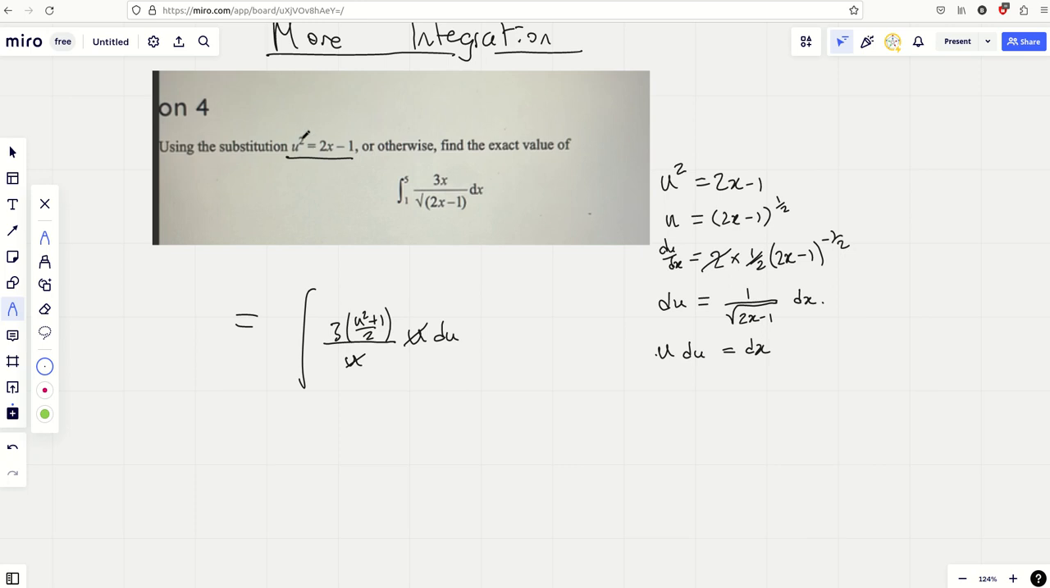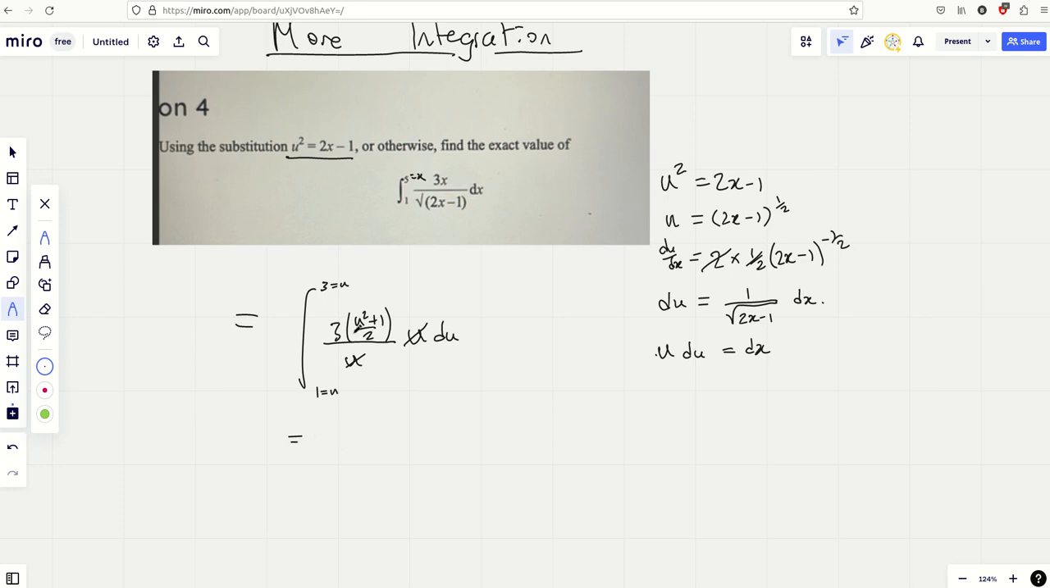But like I say, normally I just use u equals 2x minus 1. Maybe I'll show you that way of doing it afterwards. Anyway, these are limits for x, remember. So we've got to change our limits into u. So I'm going to plug 5 into here. 2 times 5 minus 1 is 9, square rooted is 3. Because I want these limits in terms of u. 2 times 1 is 2, minus 1 is 1, square root is 1. Now our limits are in terms of u.